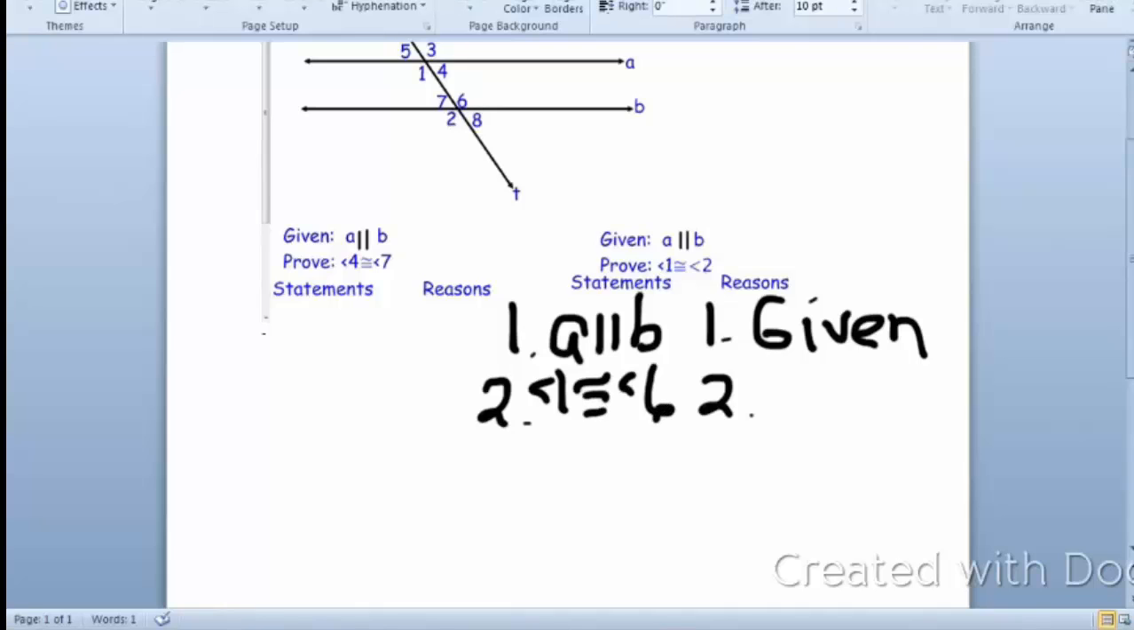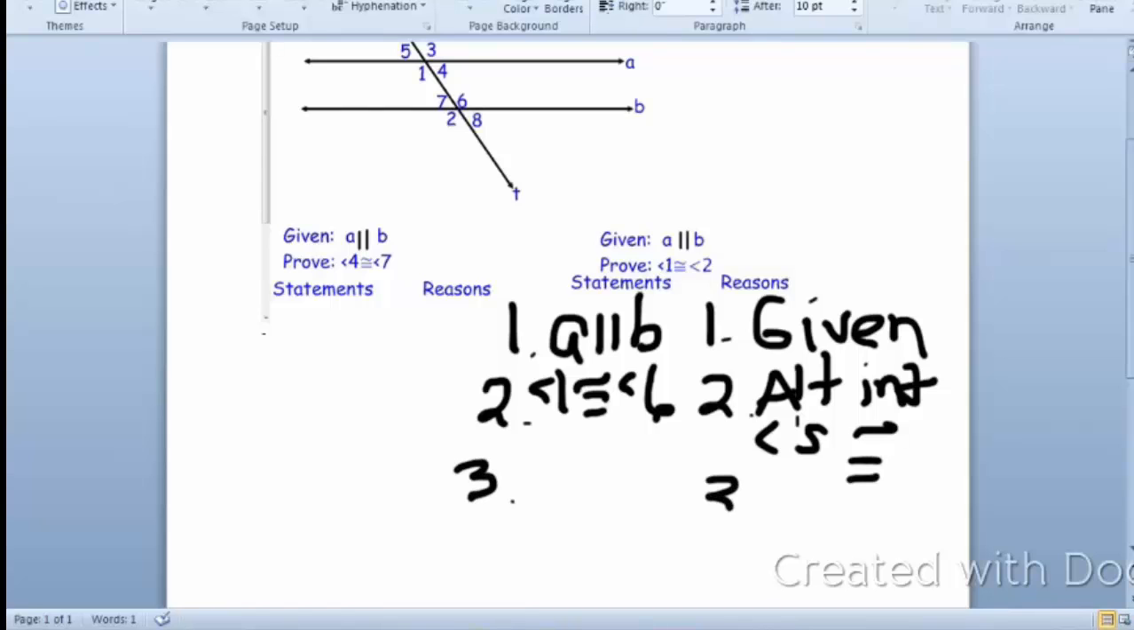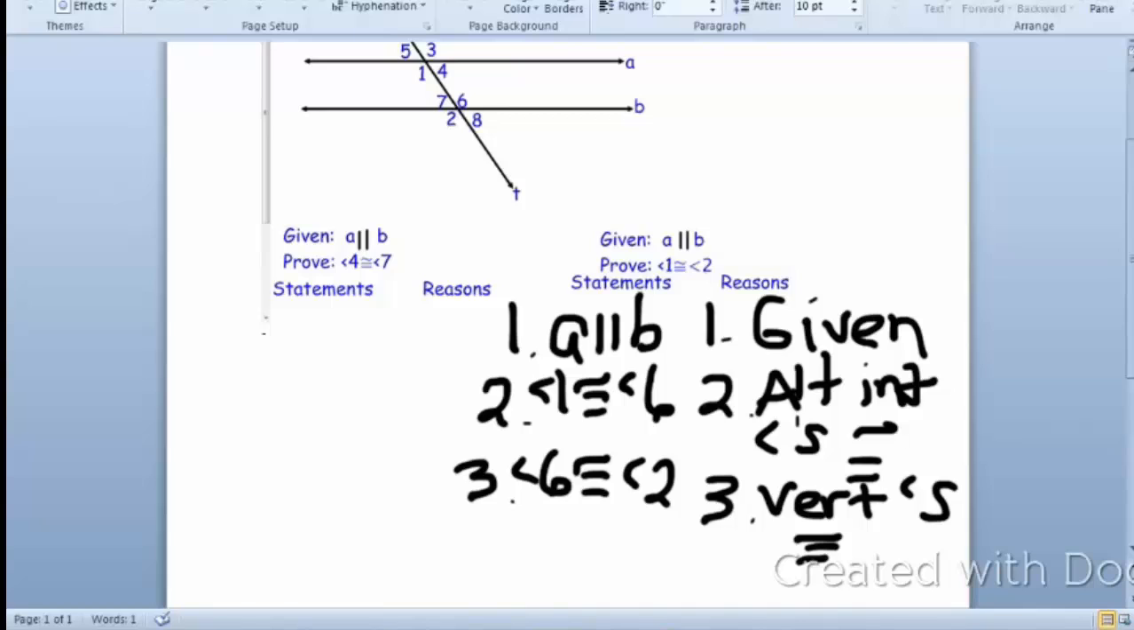Angle 1 and 6 are alternate interior angles. Our reason then is alternate interior angles are congruent. Again, I'll abbreviate for these to make room. Angle 6, my angle I chose, automatically will be congruent to the other angle, which is 2. Those are vertical angles congruent. And then our last step again is if angle 1 is congruent to 6 and 6 is congruent to 2, angle 1 is congruent to 2, and this one is always going to be transitive property.